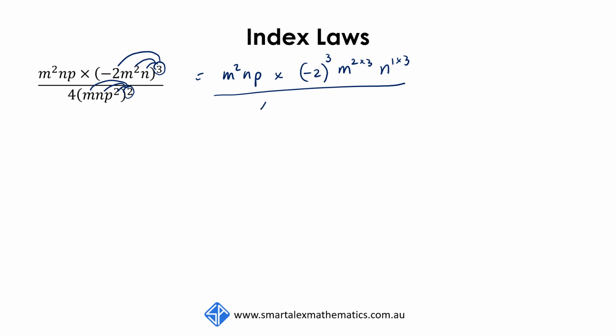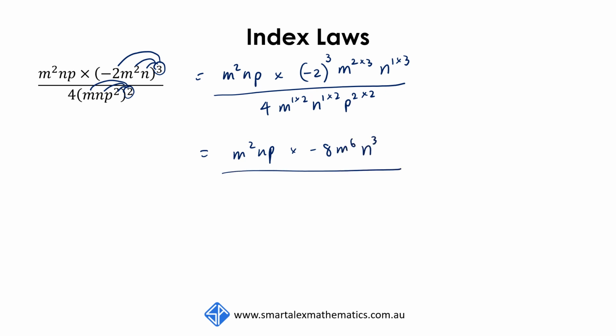And on the denominator, we've got 4, m to the power of 1 times 2, n to the power of 1 times 2, and p to the power of 2 times 2. Let's simplify this first. That's m squared np times negative 8 m to the 6th n cubed all over 4 m squared n squared p to the power of 4. The numerator becomes negative 8.